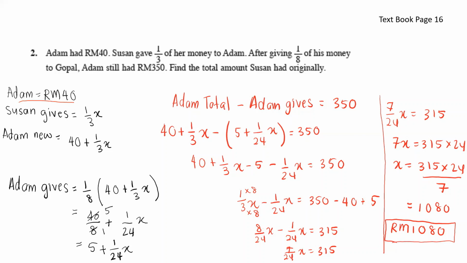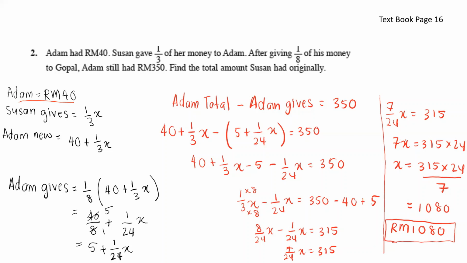Okay, so here we have to make sure the denominators are the same. So here we'll make it 24 times by 8 and 8 gives us 8 over 24x minus 1 over 24x equals 315. That gives us 7 over 24x equals 315.